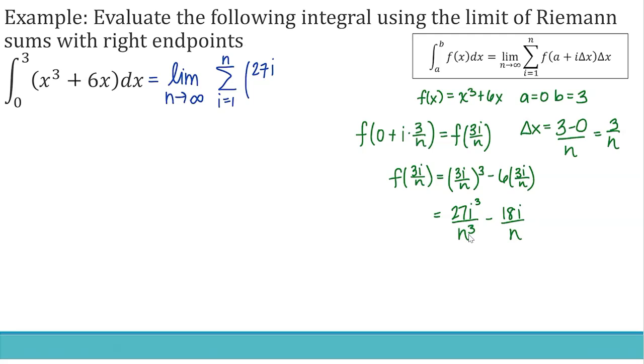So we have 27i cubed over n cubed minus 18i over n. So all of that is f of a plus i delta x, and that needs to get multiplied by another copy of delta x, which was 3 over n. So there's a 3 over n that's also being multiplied.